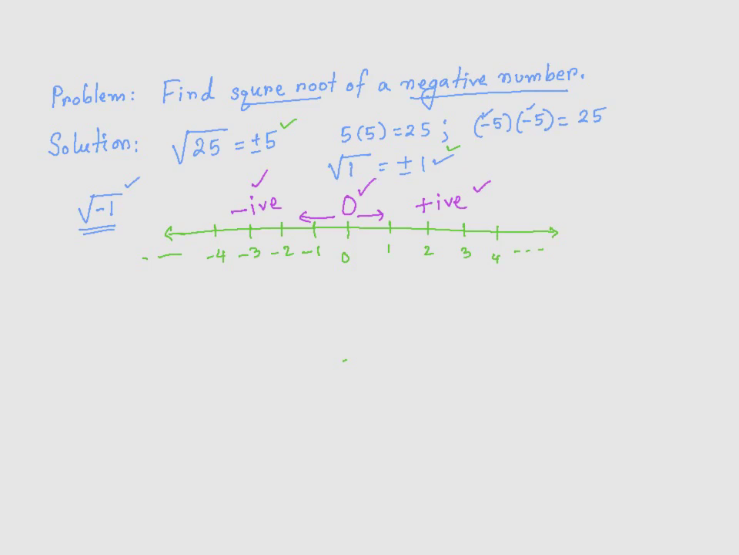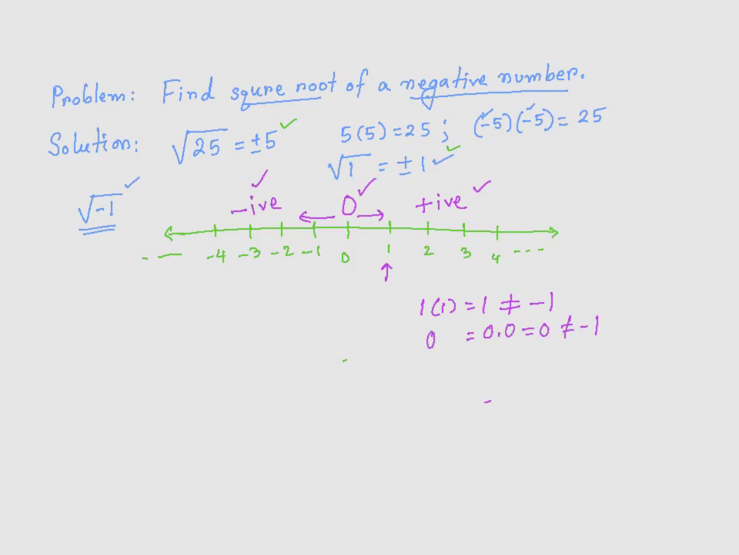Now let's try to see if we can pick any number on the positive side. So let's pick 1 for simplicity. 1 times 1 is going to give me 1. Obviously, it's not going to give me negative 1. So it doesn't work. Pick 0. 0 times 0 is going to give me 0. Obviously, it's not negative 1.